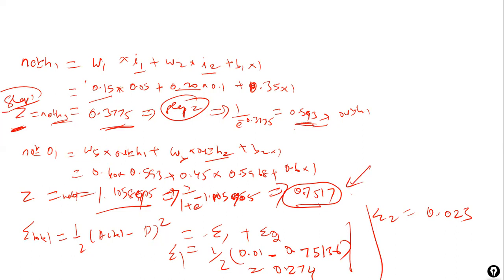But if I change the values for W1, W2, W5, W6, instead of 0.15, instead of 0.20, instead of 0.40, instead of 0.45, what is the predicted value am I going to get?